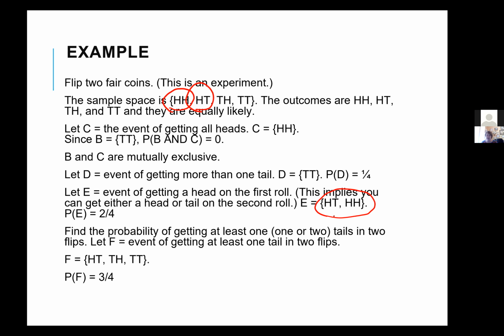Find the probability of getting at least one or 2 tails in the flip. Well, if we look at our sample space, we have 3 outcomes where we get at least 1 tail. I could get a head tail, a tail head, or tail tail. So there are 3 outcomes in my sample space of 4 where I could get at least 1 tail. So the probability of getting at least 1 tail when I flip 2 coins is 3 out of 4.